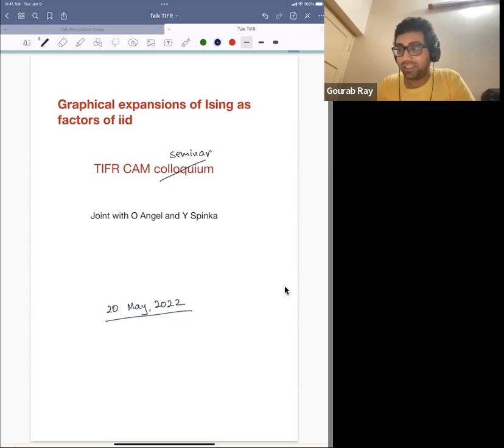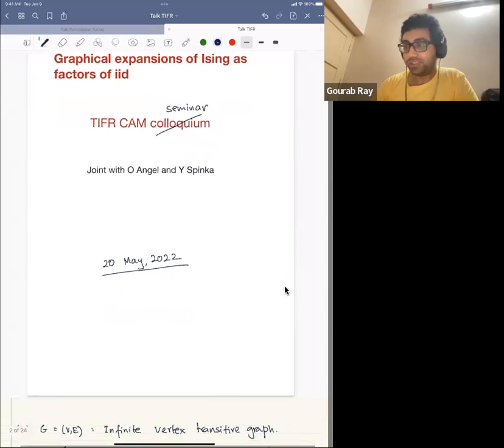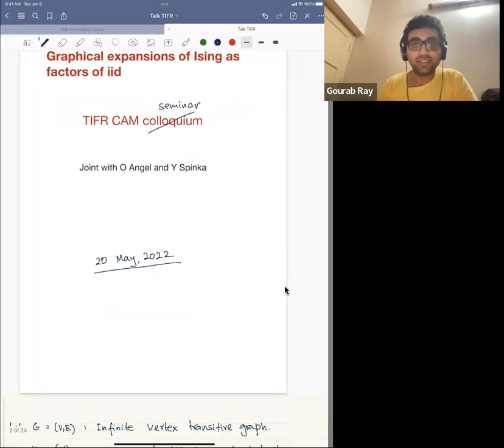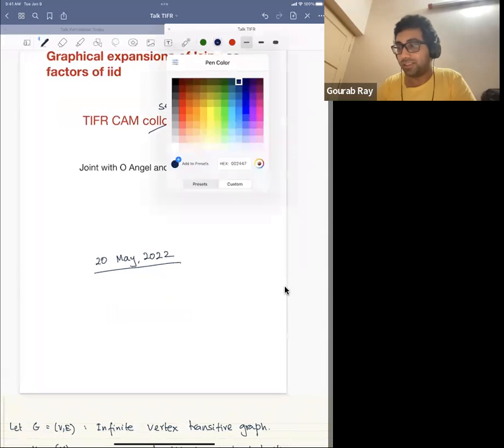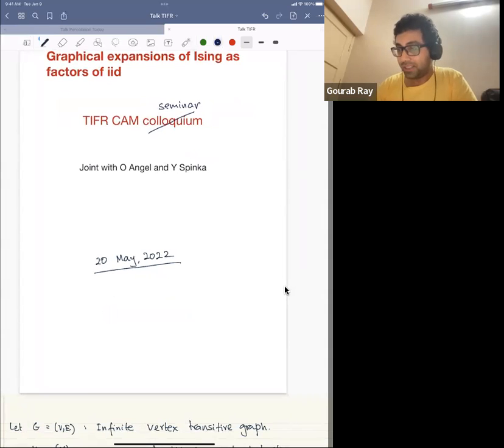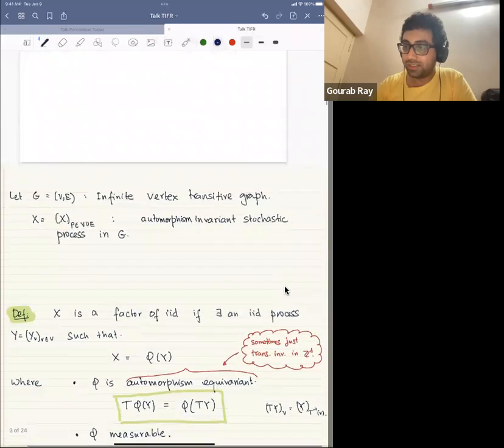So this project came out of a question posed by Tom Hutchcroft in his paper called Continuity of Ising Model, especially on non-amenable graphs. And this question was similar to my interest at this point. It's kind of an obsession of mine recently, which is to prove various statistical physics models and understand whether they're factors of IID or not. So this talk is about something called a factor of IID. Let me start by defining what that is.